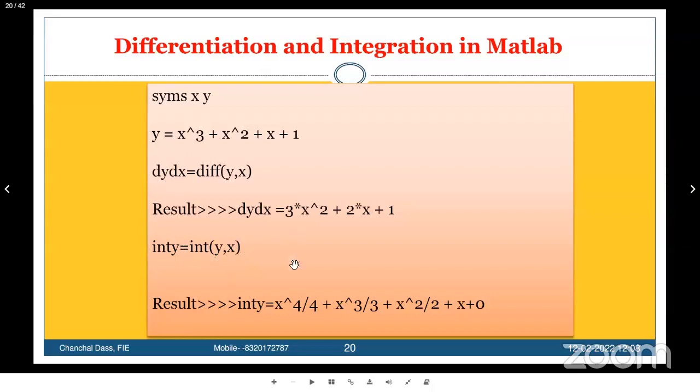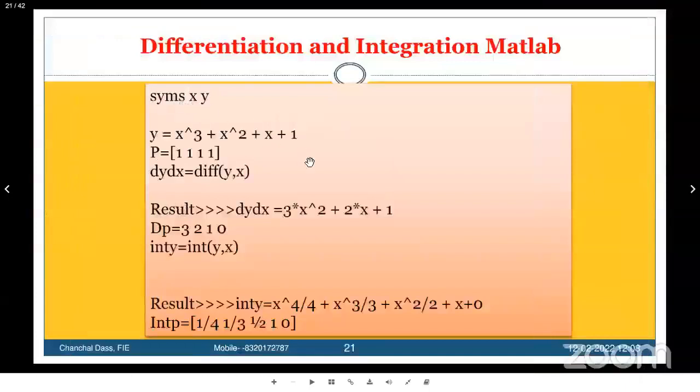Then with int(y, x), I am asking Matlab to calculate the integration of y with respect to x, and the result is here. Here also you can see directly that the power of x cube has increased by 1 and it has been divided by the new power. So 3 plus 1 by 4, then 2 plus 1 by 3, like that. The power has increased by 1, and the coefficient becomes 1 by 4, 1 by 3, for all the terms. And you can see there is a trend.